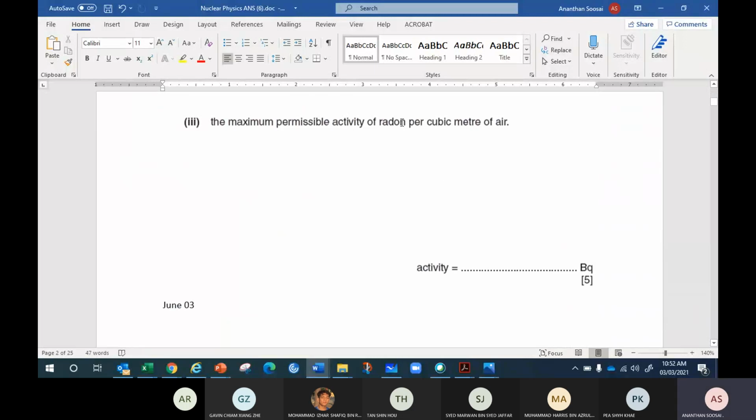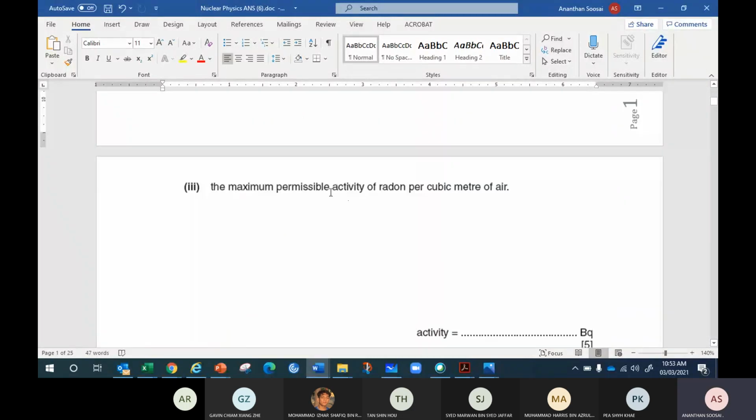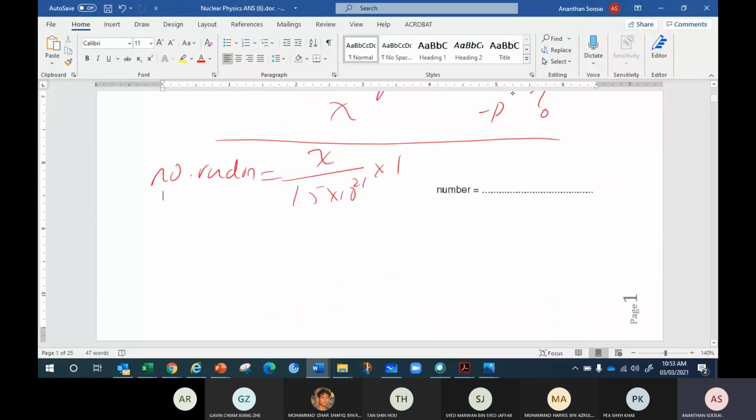So the last question: the maximum permissible activity of radon per cubic meter of air. What is the maximum activity of radon? The maximum permissible number of radon we got here. The question is asking for the activity for that number of radon particles. What formula do you use? Activity. Anybody? The first, second, third equation, which equation to be used? You want activity, you want A. So what do you know above? Above you know N. So use A equals lambda N to find the activity. N is the number of radon atoms you got above.